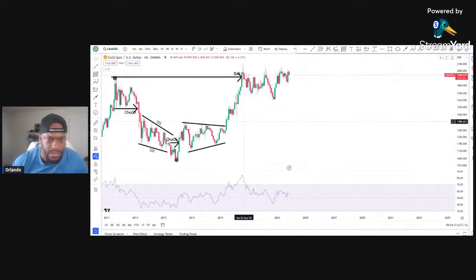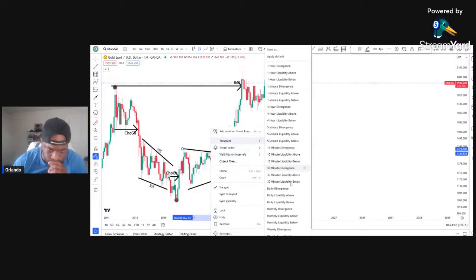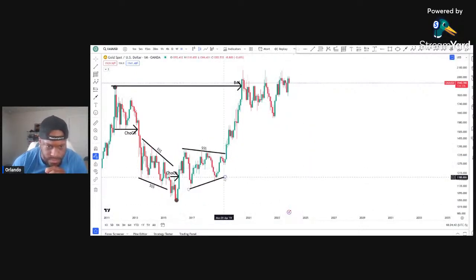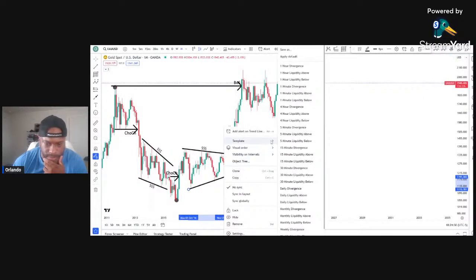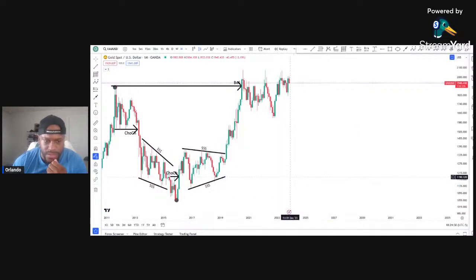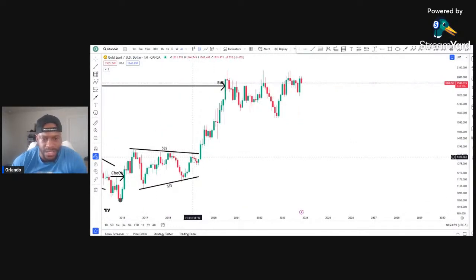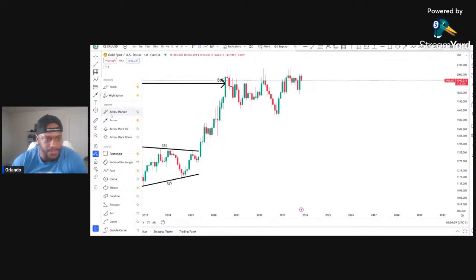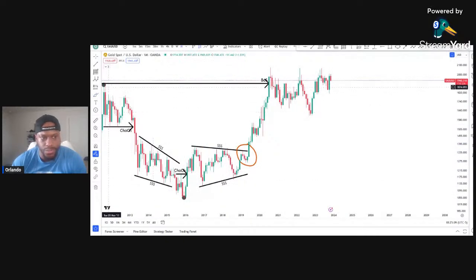Mark this out as liquidity. Monthly liquidity above and below. All right, so now, because this reaccumulation broke out of the structure right here, we now have an imbalance that is created. Price is inefficient in this area right here. As you can see, price is imbalanced in this area right here. Okay, so you have an accumulation, reaccumulation that led to a breaker structure high.